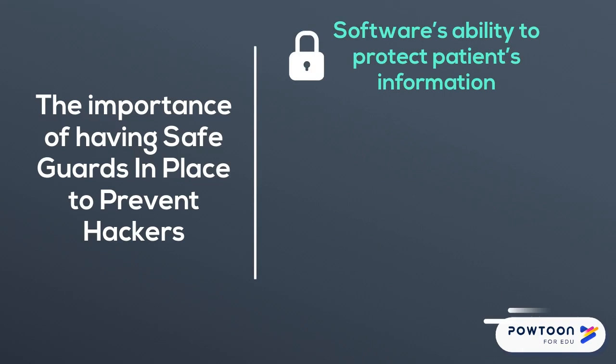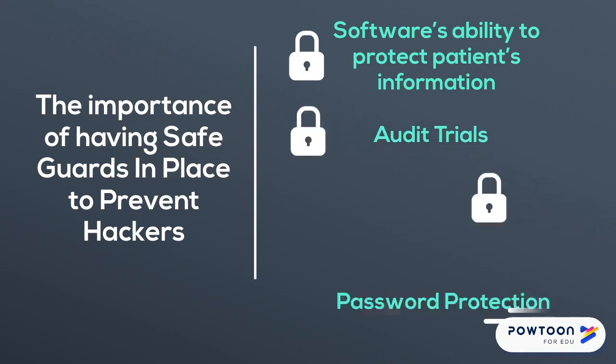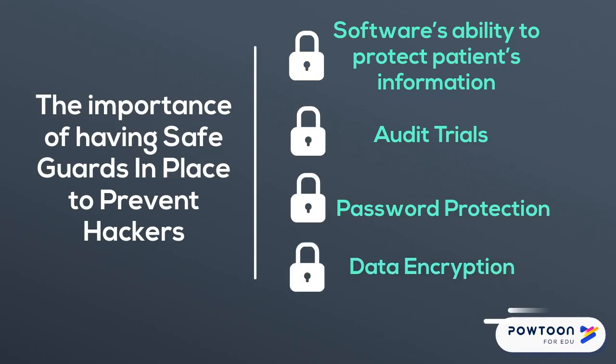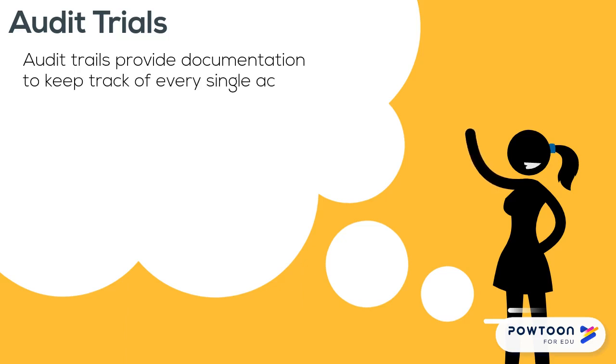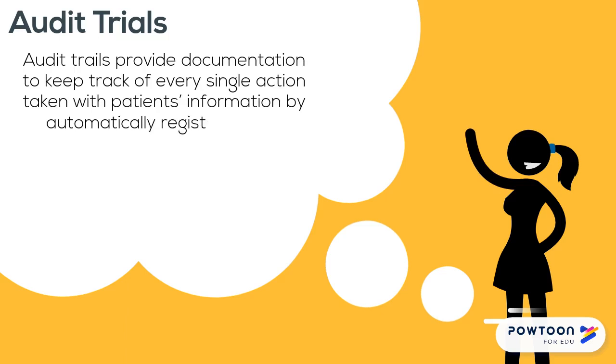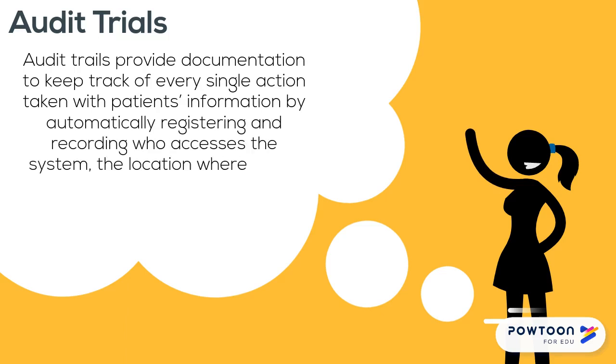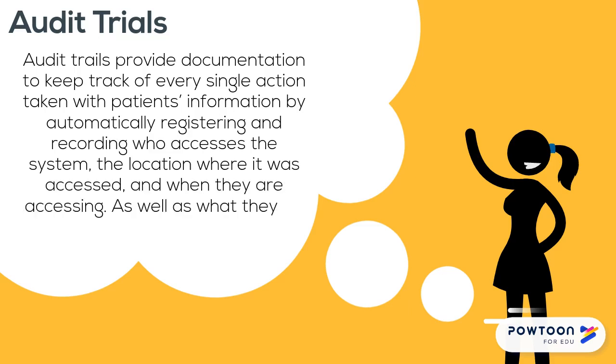The main benefit of adopting an electronic health record is the software's ability to protect patients' information from data breaches thanks to a few features in place. Those features include audit trails, password protection, and data encryption. Audit trails provide documentation to keep track of every single action taken with patients' information by automatically registering and recording who accesses the system, the location where it was accessed, and when they are accessing it, as well as what they do once they are in on patient records.